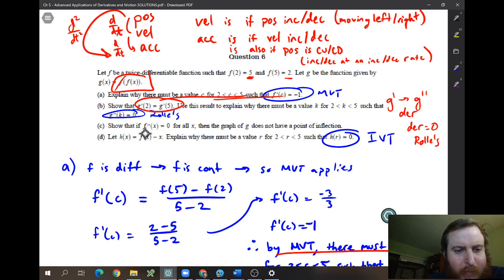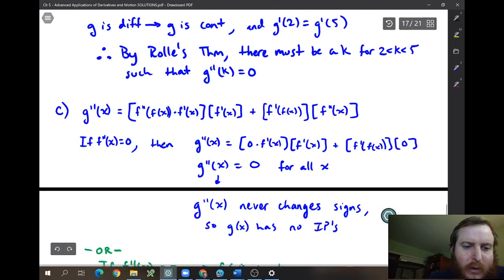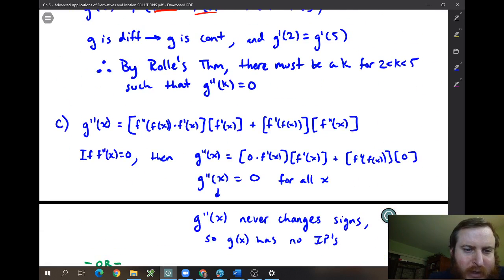But going through C, it says show that if f double prime of x equals 0, then the graph would not have an inflection point. So for inflection points for g, we have to take the second derivative. So we're going to do g double prime of x.